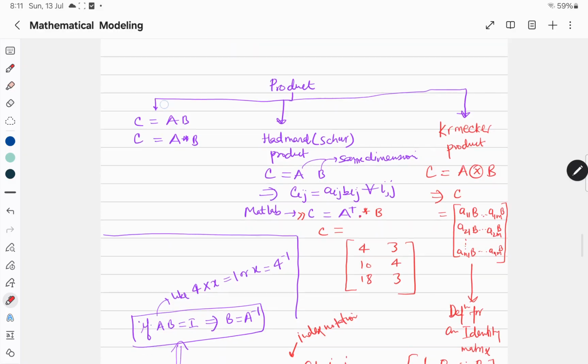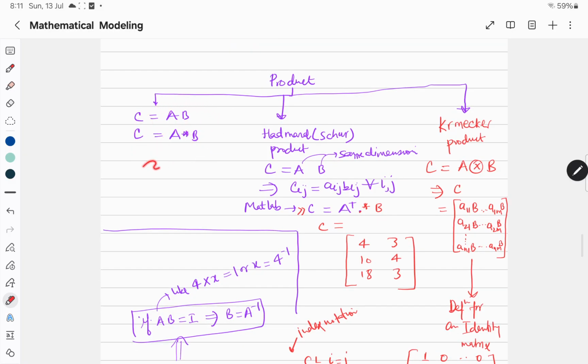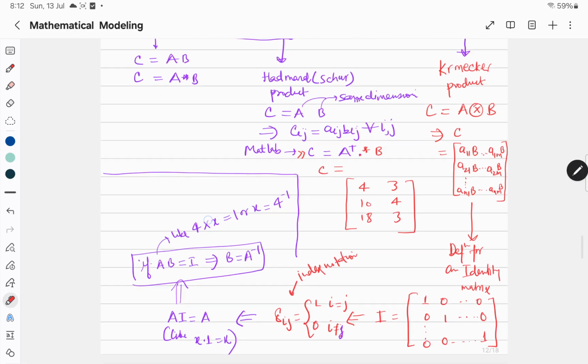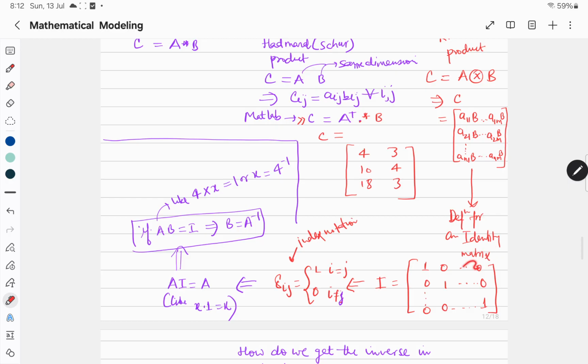Now the next product. This one is a type of product that is not element by element, and that was another type of product that is element by element. Another product is the Kronecker product, represented by a cross in a circle, A cross B. You have the matrix B, and you multiply each element of A, A11, A12, A1m, with B, and you get this C. Now we also want to define the identity matrix, which has diagonal elements 1 and the rest of the elements 0.